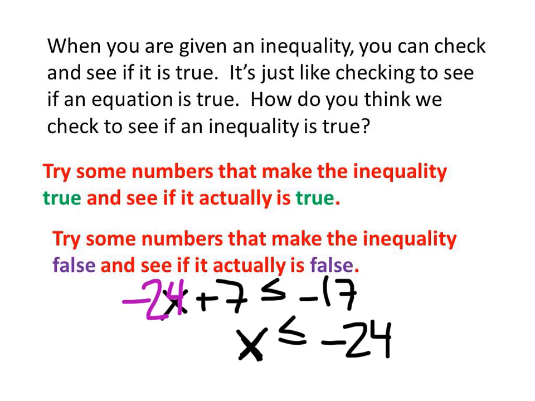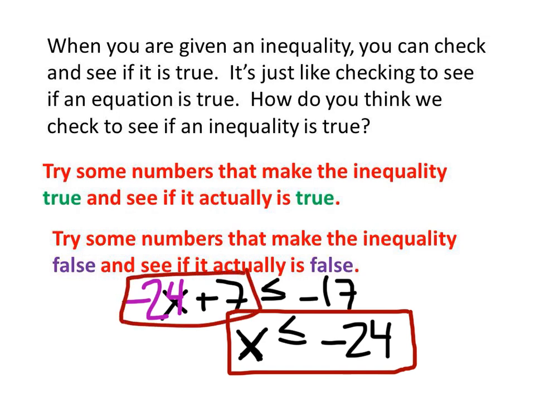The second thing you should do is try something that would make this true or false. Like, what number is less than negative 24? How about negative 2 trillion? Well, if I took negative 2 trillion and added 7, would I get something less than negative 17? Yes, I would, which means it would be true. So this should be good.